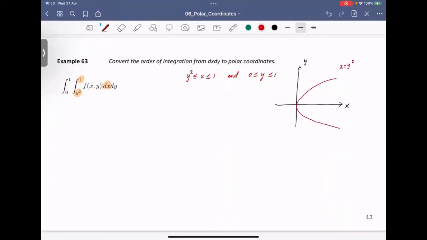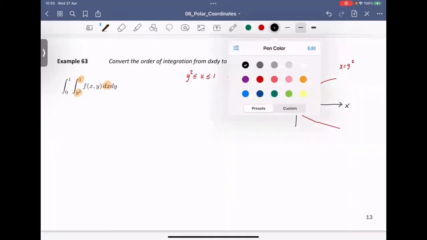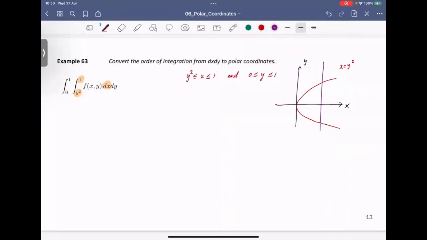And then now I have x equal to 1. Let's say it's this one. This is x equal to y squared. This is x equal to 1. And then now I have y from 0 to 1. So y equal to 0 is that. y equal to 1 should be this one, right?